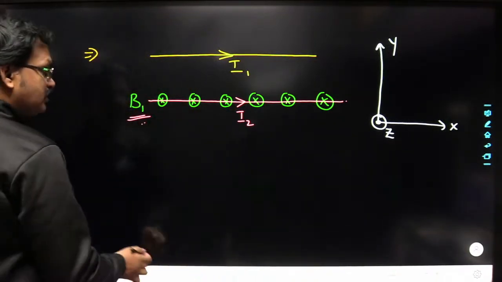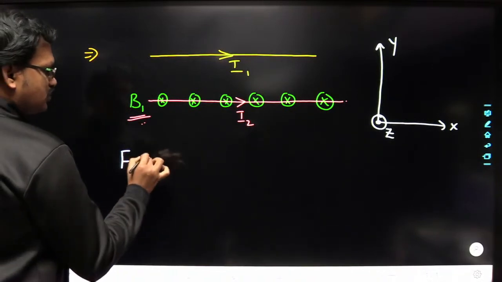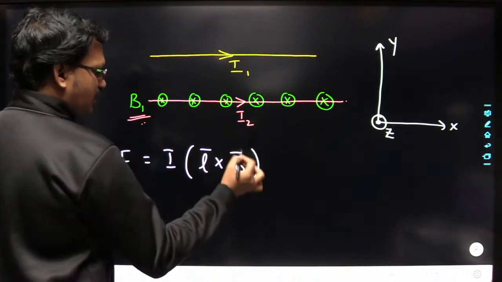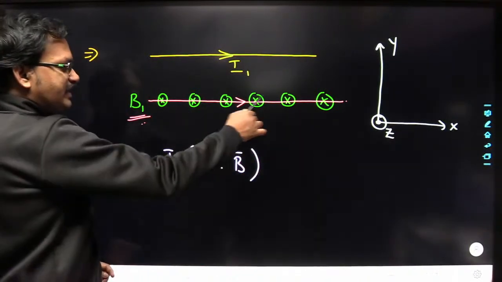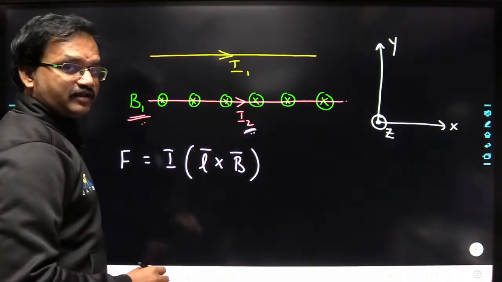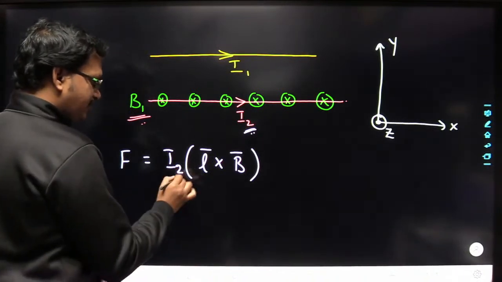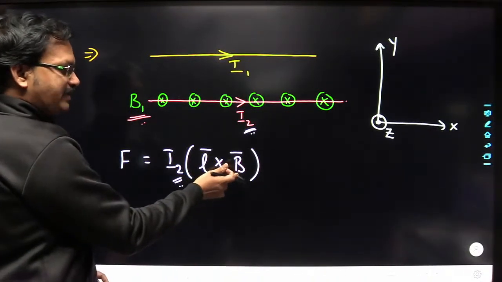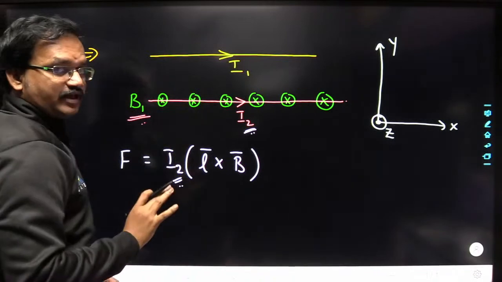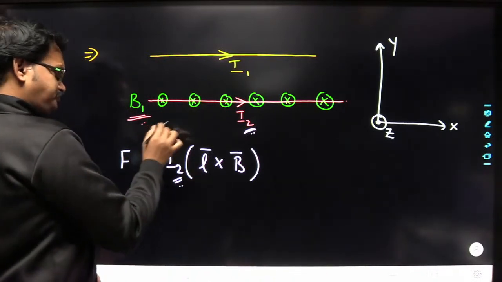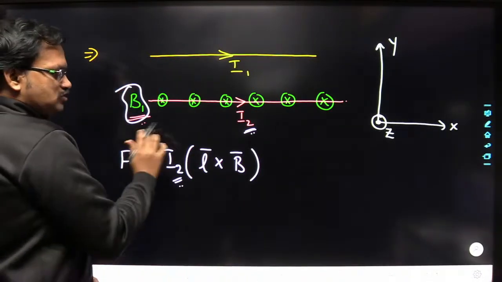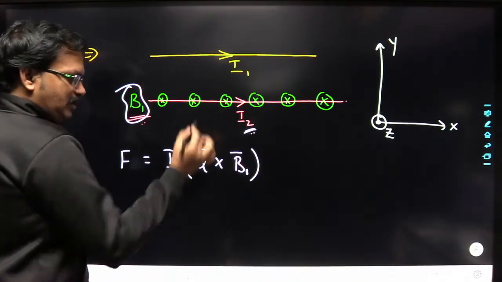Now apply the Lorentz force equation here. The Lorentz force equation is F equals I times L bar cross B bar. You have placed a current carrying wire I2 in the magnetic field produced by current carrying wire I1. Yes or no? So you have placed I2 in the B field produced by I1, which means this B is nothing but B1, right?